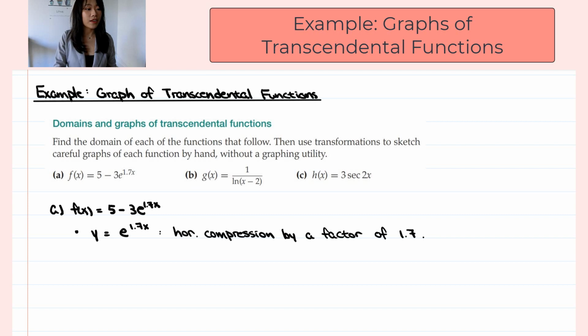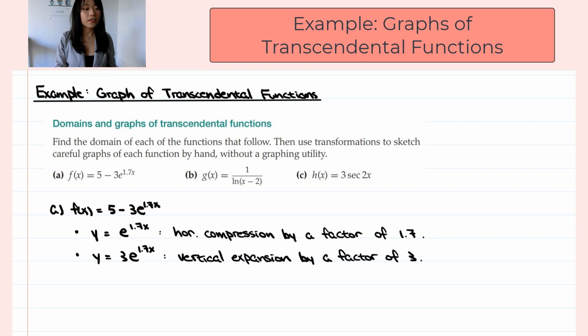Then I notice that there's a 3 in front of e. And what type of transformation is that? So if y equals 3 times e to the power of 1.7 times x, I multiply a constant outside of the exponential function, which means I have a vertical expansion or compression. The scalar 3 is greater than 1, that means I have a vertical expansion.